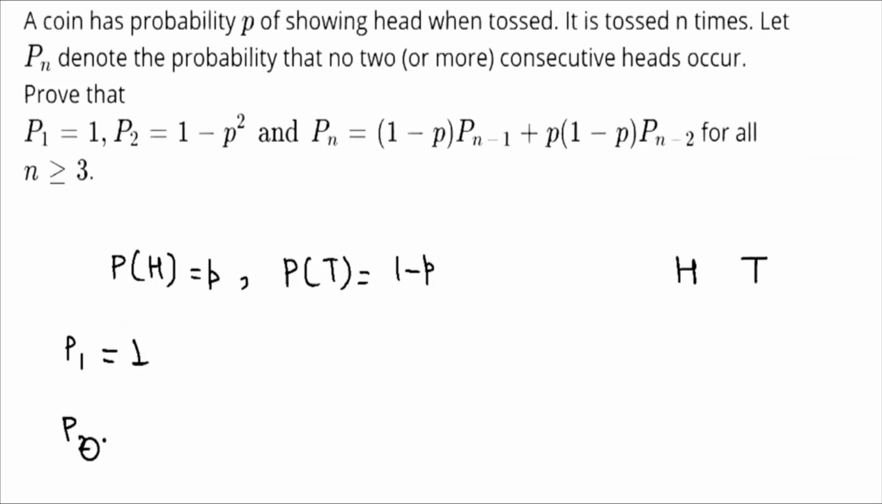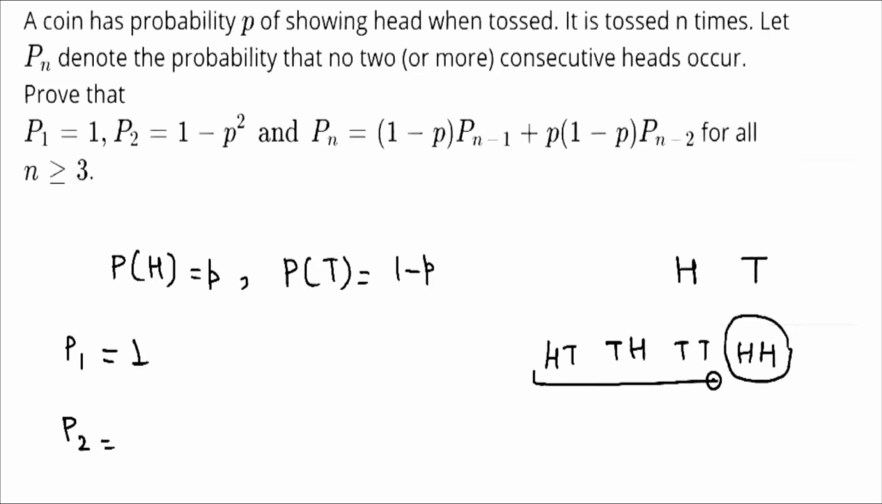Now let us find out P2. Now P2 is the probability that when we toss the coin two times, we should not get any consecutive heads. Now when we toss a coin two times, we can get head tails, tails head, tail tail, and head head. Only in this case we are getting consecutive heads, and in every other case we are not getting consecutive heads. So this will be equal to 1 minus probability of head in both the tosses. So this will be equal to 1 minus probability of head is P, and in the second toss also probability of head will be P. So this will be equal to 1 minus P square. So we have proved this as well as this.